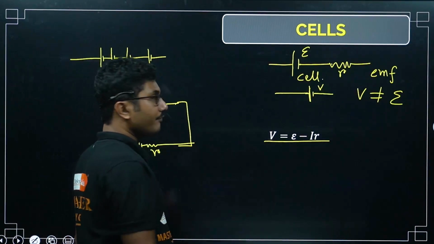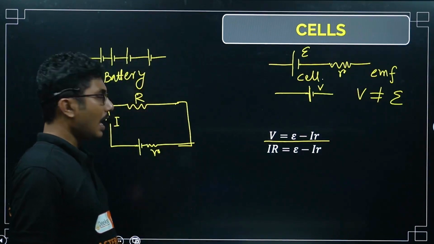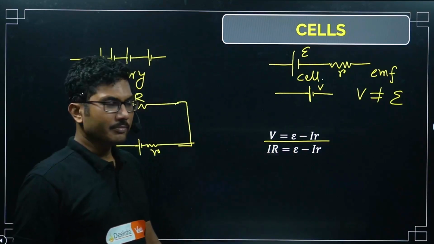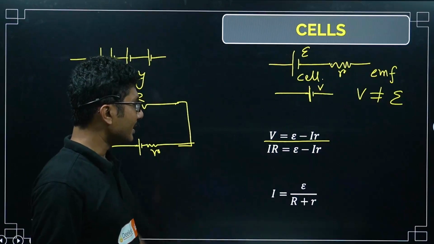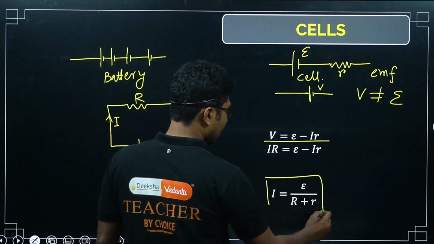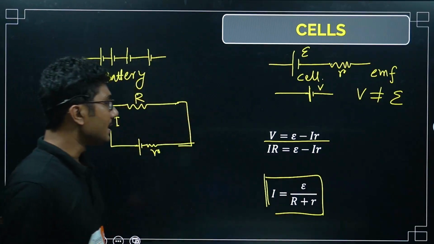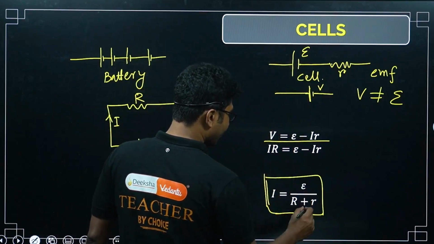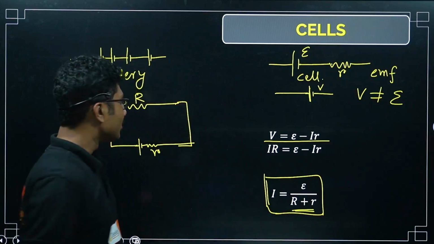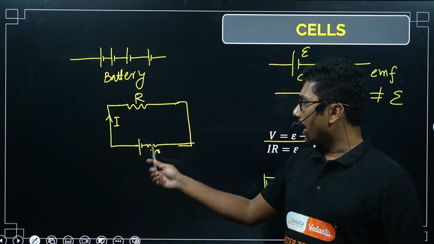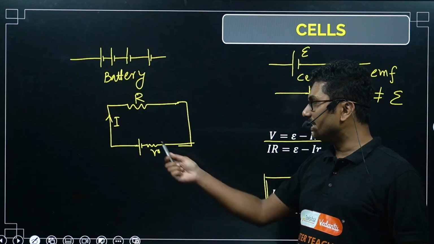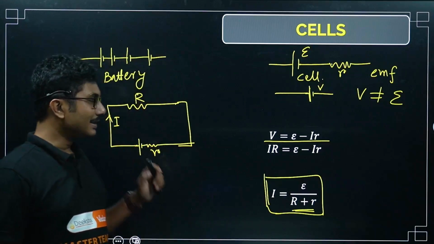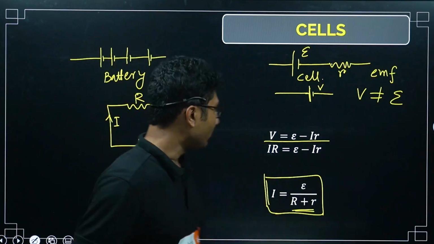Now this V is given by IR. We know that V is given by IR. So IR is equal to epsilon minus IR, or you can calculate the current I using this formula. Instead of I is equal to V by R, in the case of a cell, you need to accommodate the internal resistance as well. So basically you can think of this internal resistance as being in series with all the external resistances. All combined external resistances, this resistance is in series. Okay, now this is only for a single cell.